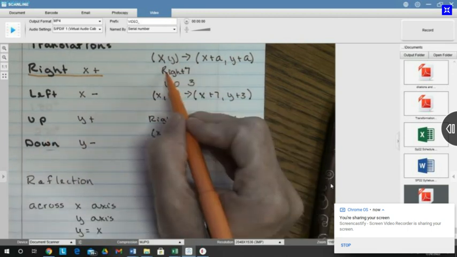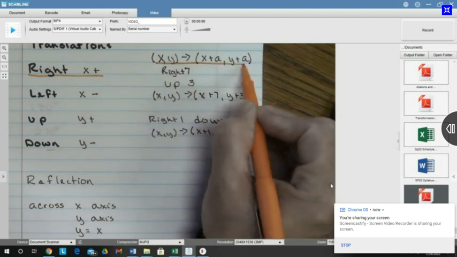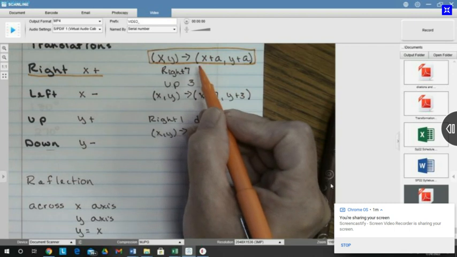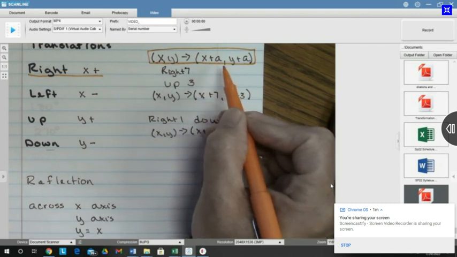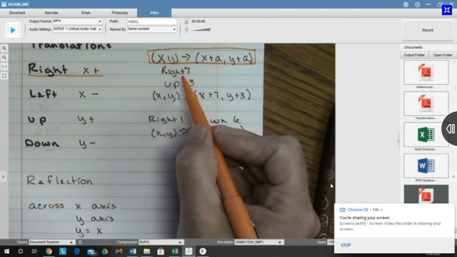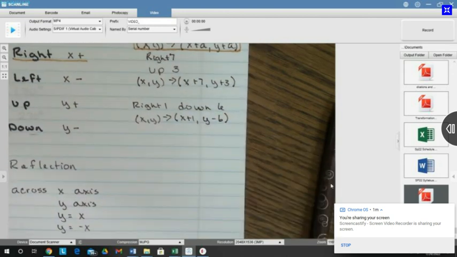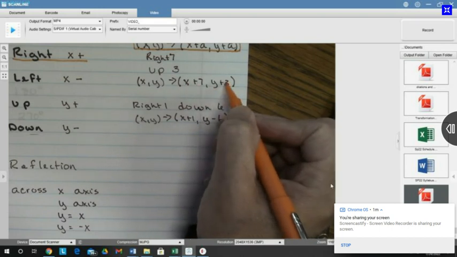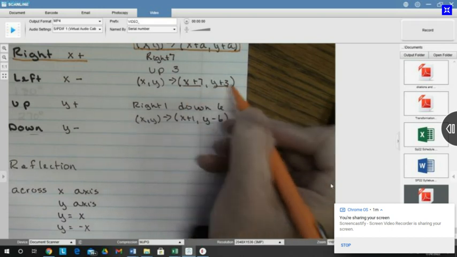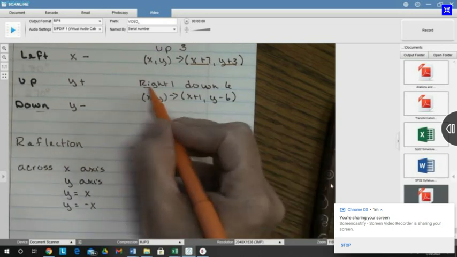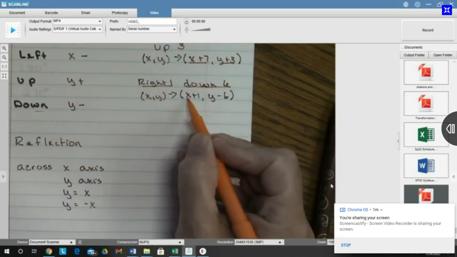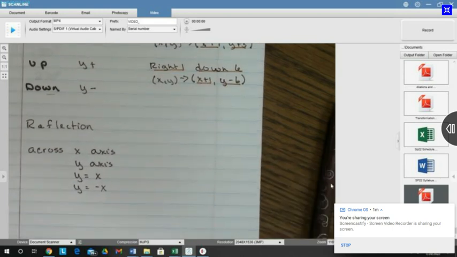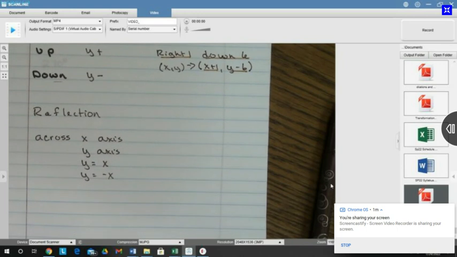So if I say the rule, this is what I want your answer to look like. xy goes to x plus some number a and y plus some number a. So if I say right 7 and up 3, then xy goes to x plus 7 and y plus 3. If I say right 1, down 6, then right is x plus, down is y minus. Okay? All right, reflection. My rules for reflection.